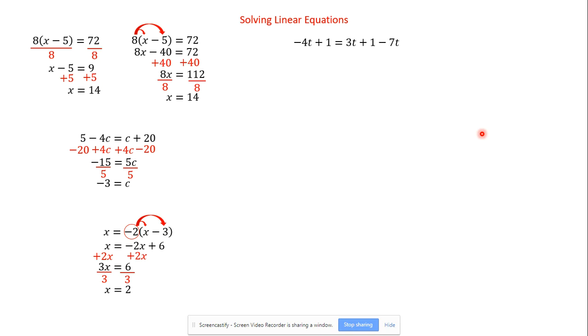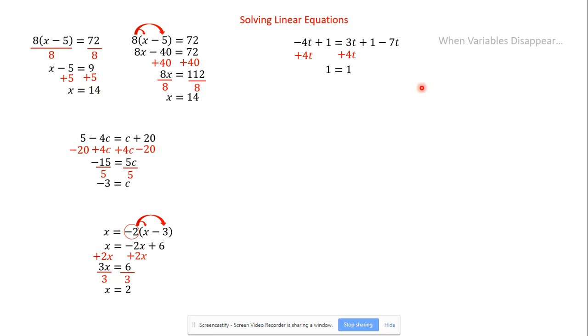Anyway, so this one, we have this -4t over here. Let's add it to the other side. So add 4t, add 4t, and so we have -4t plus 4t goes away, so we'll have 1 equals 3t plus 4t is 7t minus 7t is also 0, so we end up with 1 equals 1. Well, that's weird, because in the other problems, we still have our variable. x equals something, c equals something, x equals something. Here, the t's just disappear.